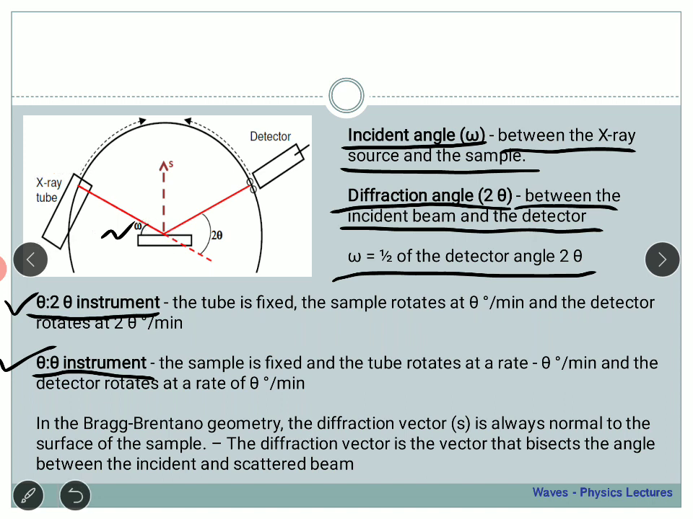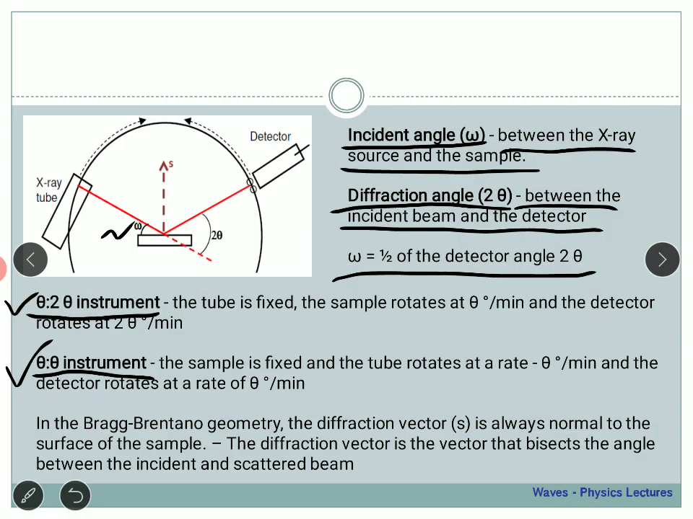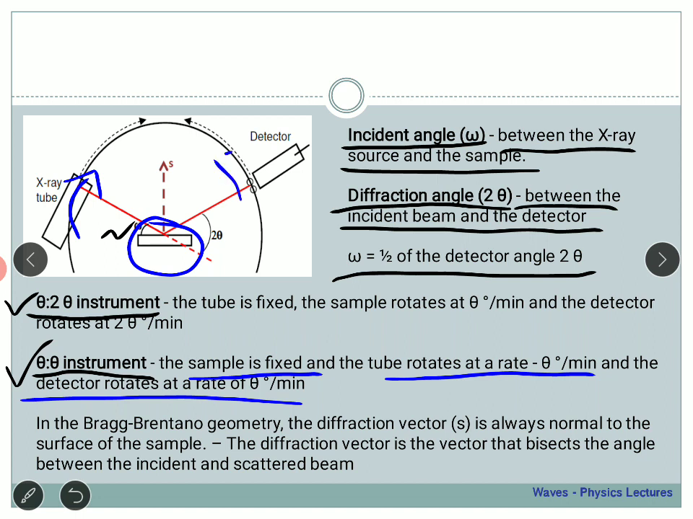Now if you look into the theta-theta instrument configuration, what happens is we basically have this sample fixed. Now here this sample is fixed, okay, this does not move. Now the tube rotates at an angle theta degree per minute. So this tube will rotate in this direction at a speed of theta degree per minute, and the detector rotates at an angle theta degree. So this detector will also rotate at the same speed, okay. So this is also theta and this will also be theta, okay.